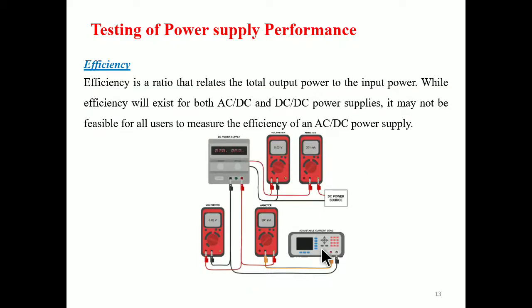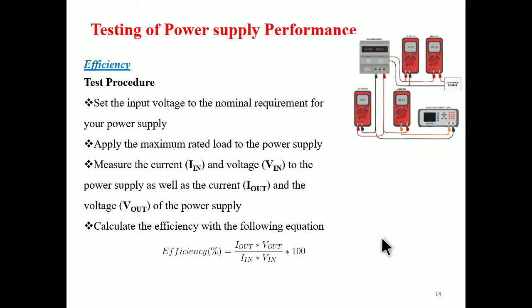Next, finally, the efficiency. Efficiency is a ratio that relates the total output power to the total input power. While measuring efficiency, again we can adopt a procedure. By referring to this diagram, we can connect the power supply with two meters for the input and two meters for the output, along with a function generator. Next, what is the first step? Set the input voltage to the nominal requirement and apply the maximum rated load to the power supply.